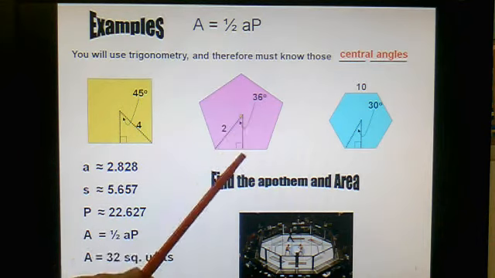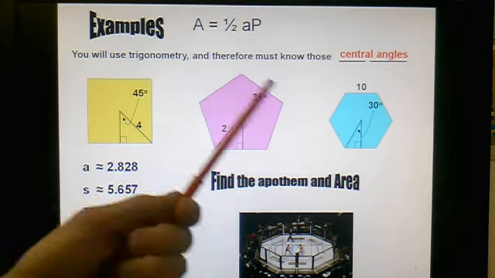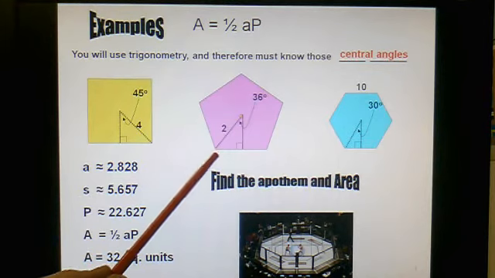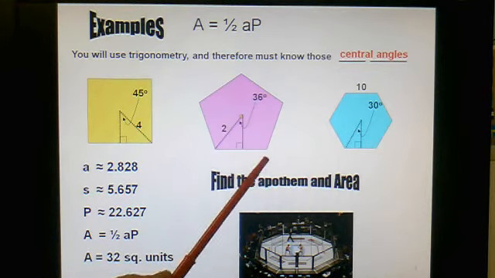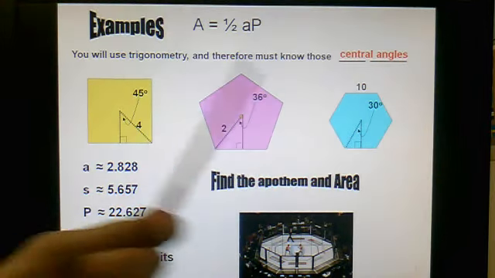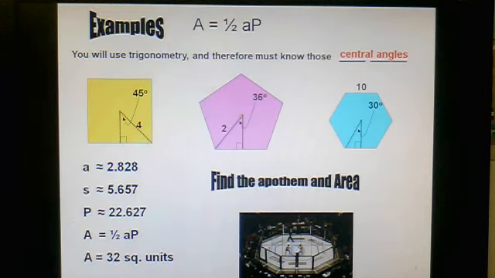So this is your apothem. Your perimeter comes from finding this piece, doubling it, and then multiplying by 5 to get the entire thing. So it's a multi-step problem. I found last year a lot of people got the hang of this pretty quickly, but there's a learning curve to it. It takes a little time to get there.